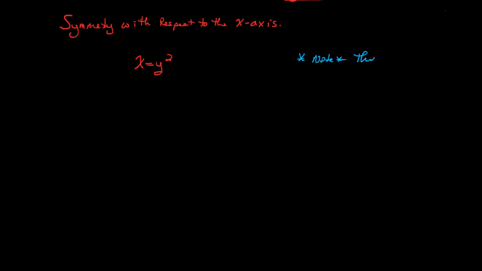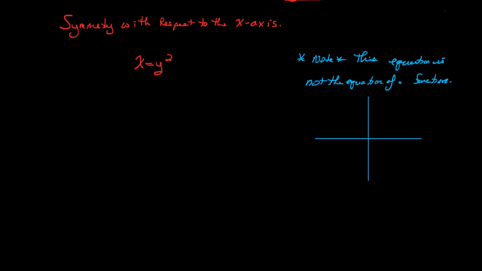So let's go ahead and try this on a different example. Let's talk about symmetry with respect to the x-axis. In the last example, we analyzed x equals y squared. I'm going to make a little note over here. Note, this equation is not the equation of a function, because this graph opens to the right, and clearly if I draw a vertical line through this graph, it intersects more than once, which violates the vertical line test.